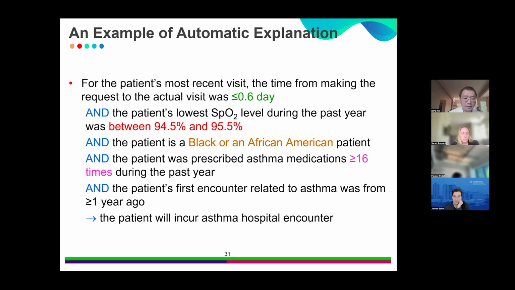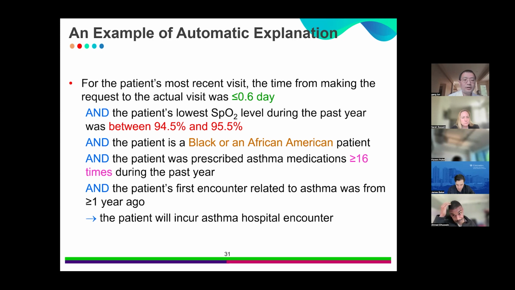This is an association rule that contains 5 factors. All those 5 factors combined together imply that this patient is likely to have a hospital encounter for asthma next year. The first factor is that for the patient's most recent visit, the time from making a request to the actual visit was no more than 0.6 days. The second factor is that the patient's lowest SpO2 level during the past year was between 94.5% and 95.5%.